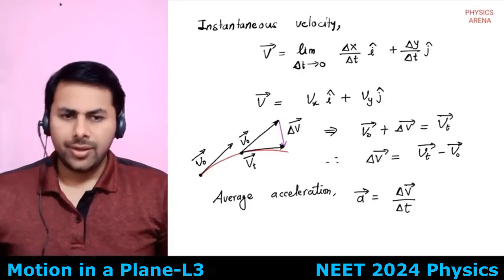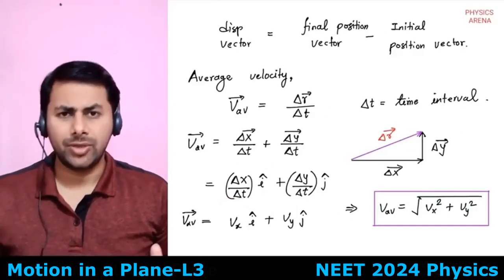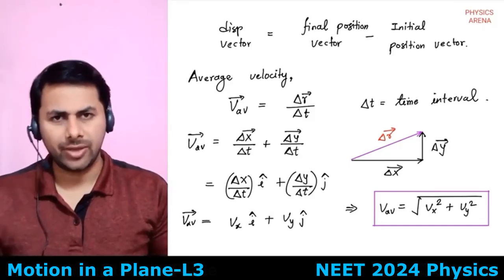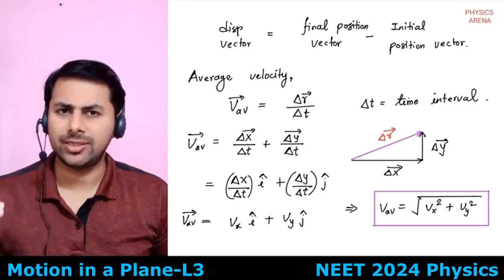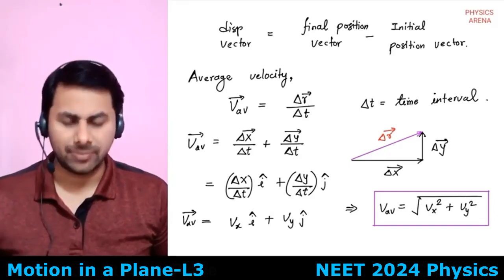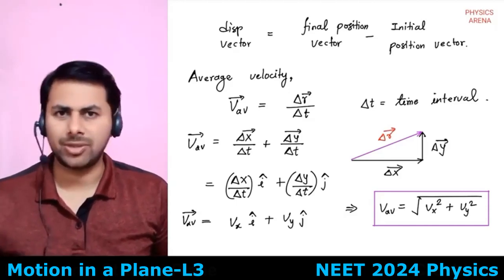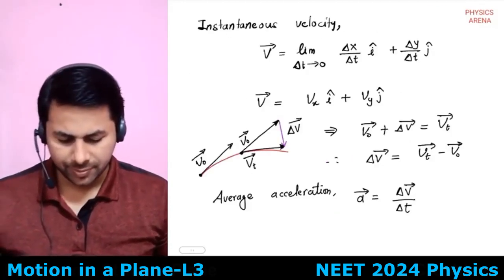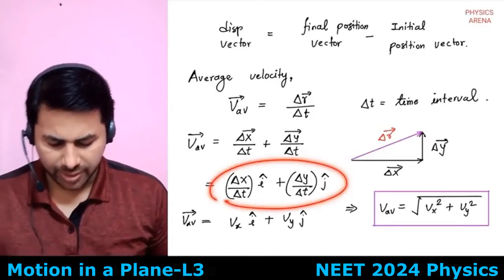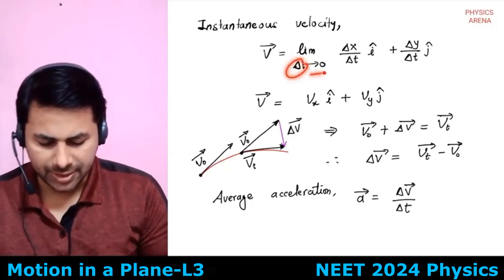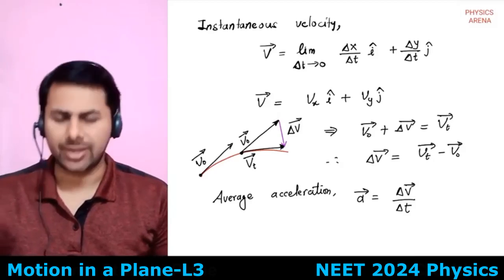Then if you want instantaneous velocity, this is average velocity. So what did we do? We found the displacement and we divided that by time. If we want instantaneous velocity, it will be just the derivative of position with respect to time. So in this case, it will be the derivative of the position vector with respect to time. In this equation, we just take the limit delta t tends to 0, and we'll get the velocity vector.